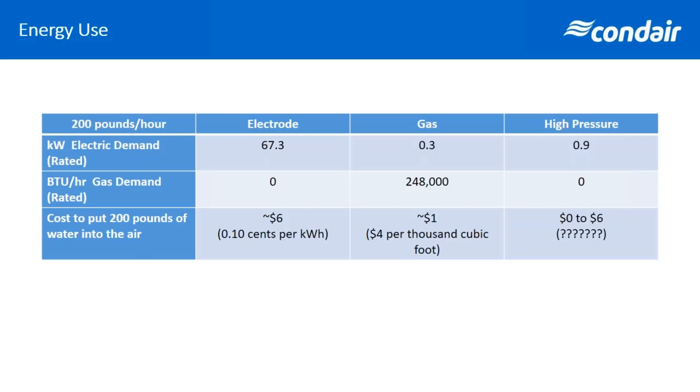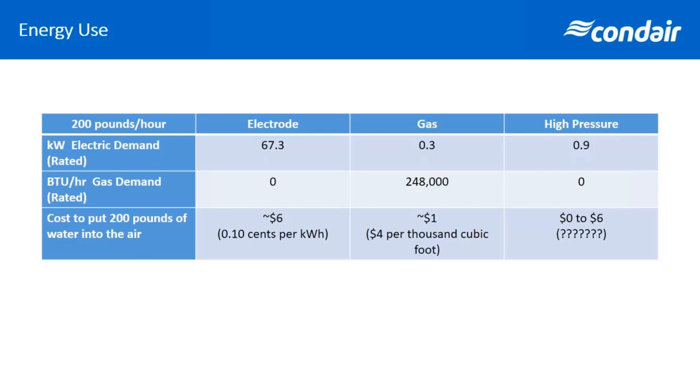And just for reference sake, 200 pounds an hour is probably one wing of a hospital, for example, or the Condair building uses roughly 200 pounds an hour of humidification. We're a 110-person office, for example. The gas humidifier will cost you about $1 for those 200 pounds.